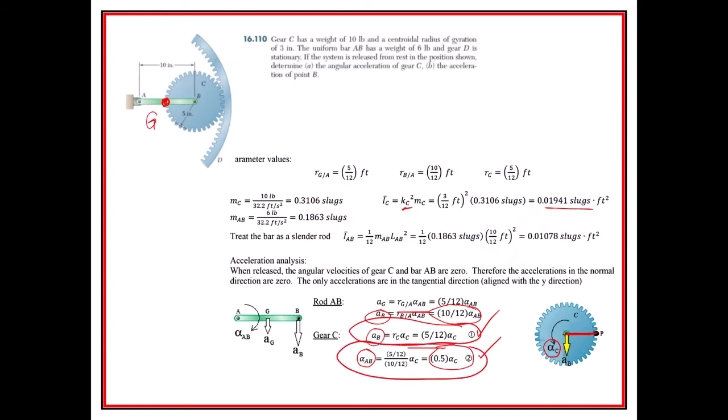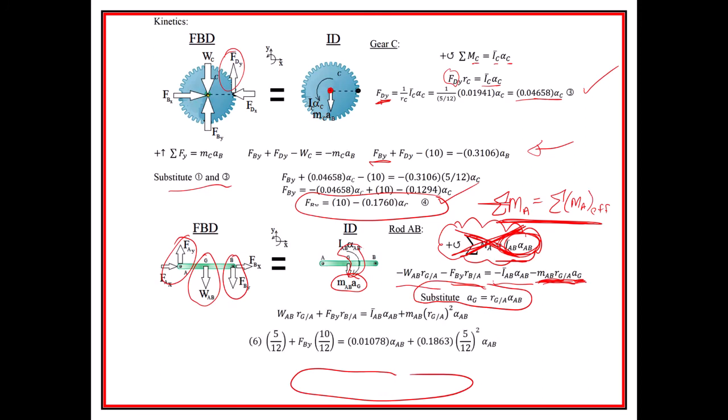So the things we don't know are alpha AB, alpha C, and FBY. I think I've said all those, right? No, alpha AB was alpha from the previous one. So right here, 3 equations, and we have alpha AB, alpha AC. We don't need that one. We have FY. All right, so 3 equations, 3 unknowns.